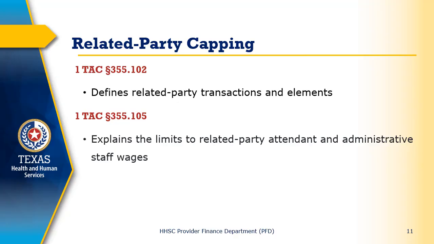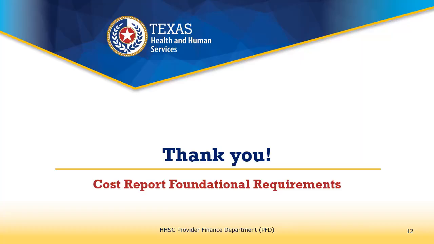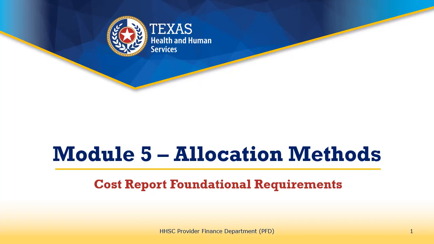Setting an upper compensation limit at the 90th percentile helps ensure costs remain reasonable, and reimbursement rates are both economic and efficient by eliminating profit or markup from related party transactions. See TAC 355.102(I)(4) for more information. This concludes our lesson for Module 4.